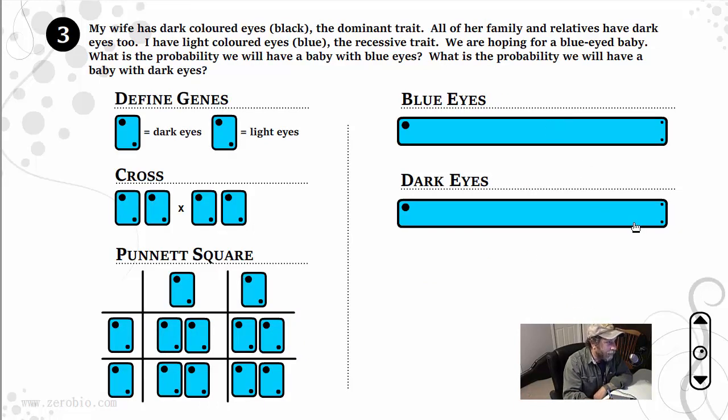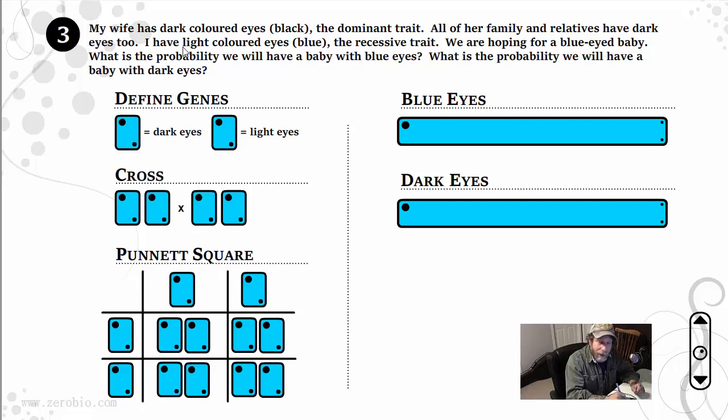Problem 3. My wife has dark-colored eyes. They're black, which is the dominant trait. All of her family and her relatives have dark eyes as well. So what I'm getting at in this question is the fact that all of the individuals in her family and all of her relatives, they all have the same eye trait, okay, dark eyes. And that essentially will make my wife's eyes, the dark eyes, homozygous for that trait.